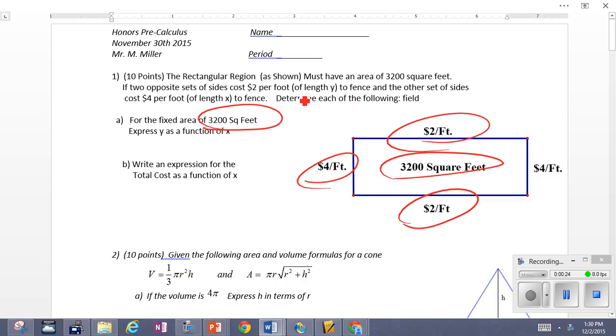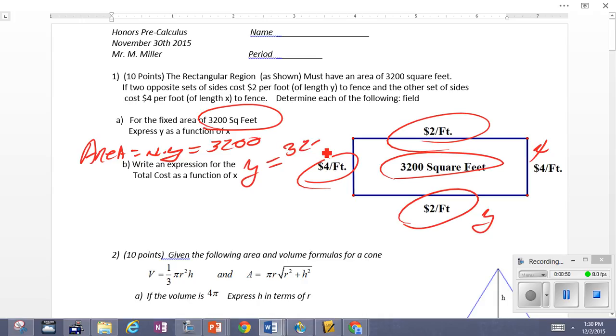So it was advised that the lengths of 2 were called Y. The lengths of X, or the lengths of X, really makes no difference. Anyway, we look at it, the area is X times Y, and that area is equal to 3,200 square feet, which means, okay, if we're expressing Y in terms of X, that simply means Y is equal to 3,200 over X. That's that. Write an expression for the cost.